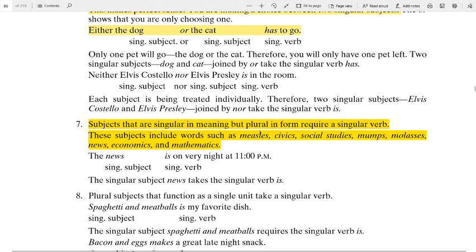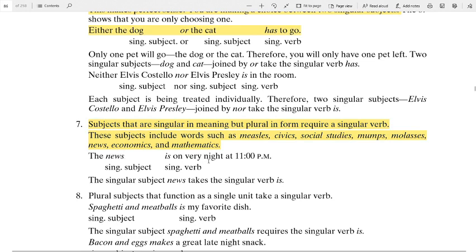There are few words which take s or es at the end, but that doesn't mean that this is plural. This is plural in form, but this is actually singular. So it will take a singular verb. So if I take the news as subject, for instance, civics, social studies, molasses, news, economics, mathematics. So all the subjects are singular.